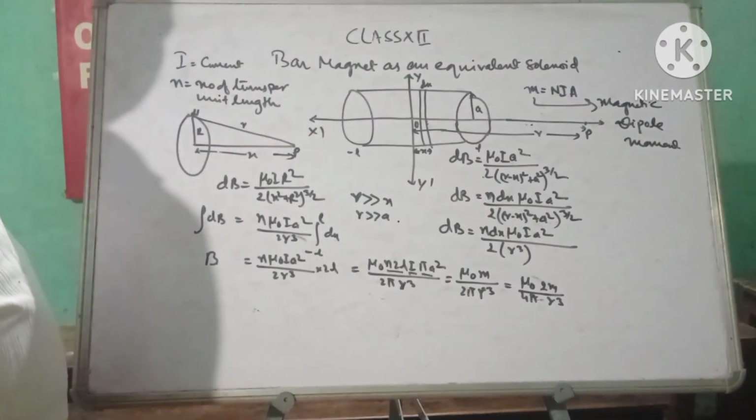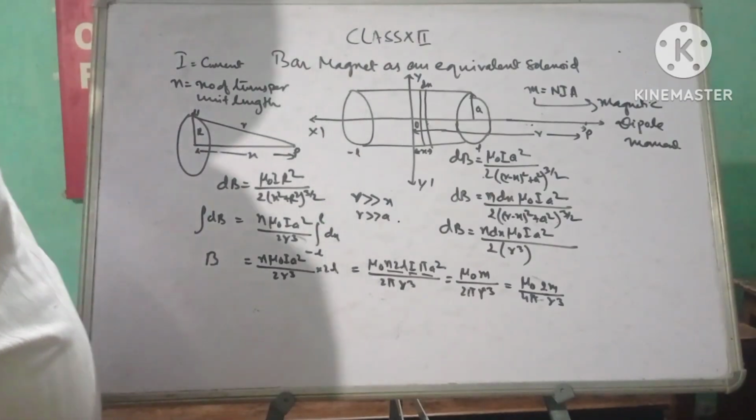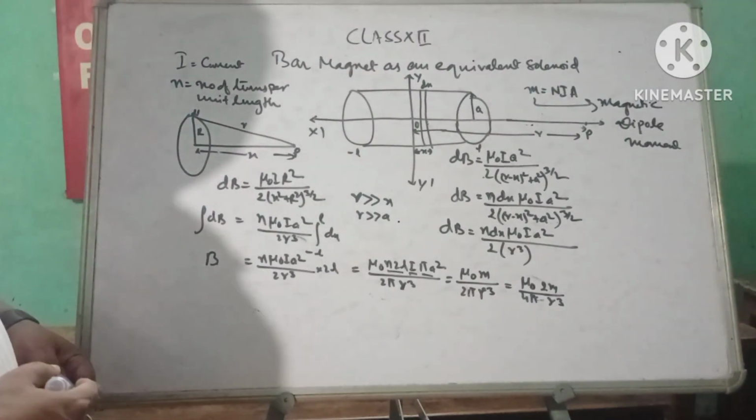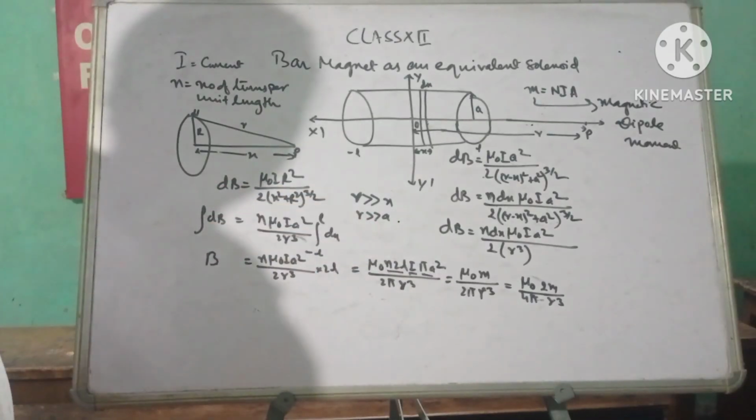So here it has been proved that the bar magnet has an equivalent solenoid. So this is the magnetic field of a bar magnet.